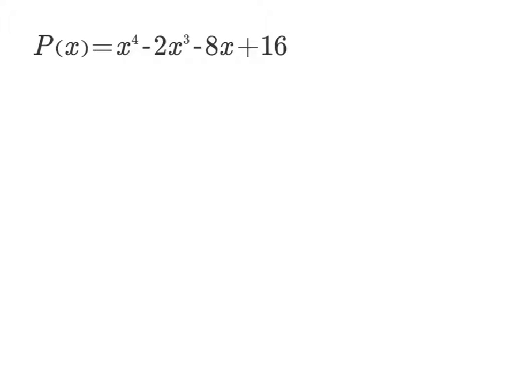Factor the polynomial, use the factored form to find the zeros, and then sketch the graph. All right, so if I factor this, I can actually factor by grouping. So I ask myself, okay, what comes out of those two?